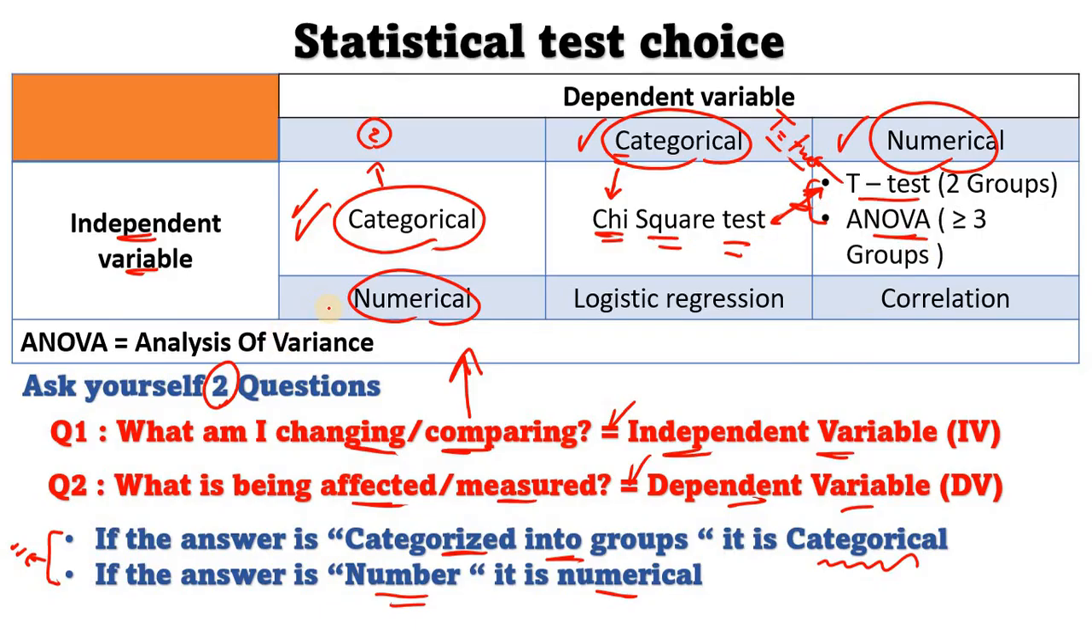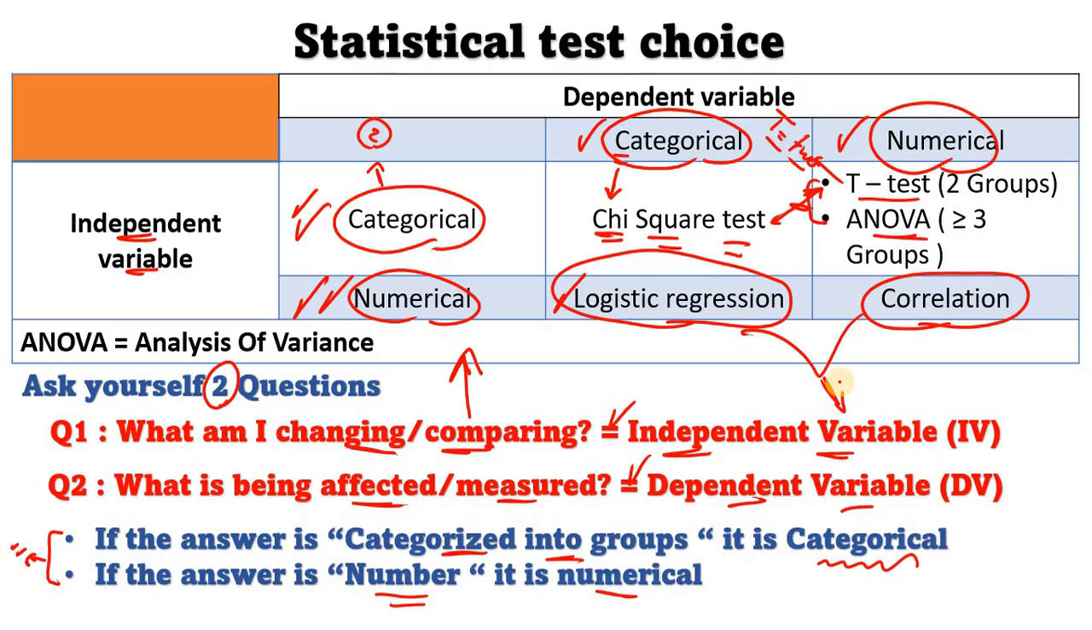If your independent variable is numerical and dependent variable is categorical, your test will be logistic regression. If the independent variable is numerical and the dependent variable is also numerical, your test will be correlation. These two tests are much lower yield than the first three tests. So let's apply our rules in two questions to know how we can answer these questions.